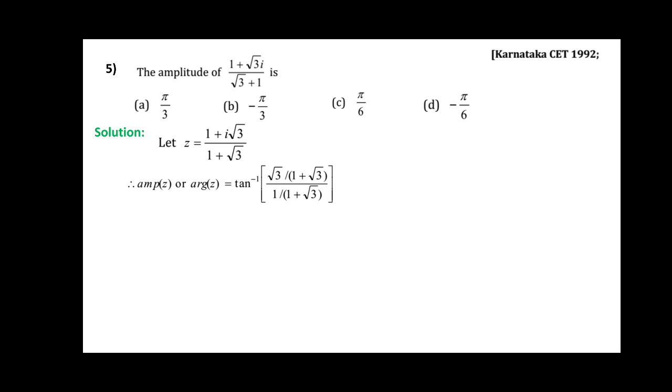Therefore here we consider the amplitude of z formula, that is tan inverse of b by a. Now we can cancel the denominators in the numerator as well as the denominator, because 1 plus root 3 is there. After cancelling we have tan inverse of root 3. By using the trigonometric table, tan inverse of root 3 will be equal to pi by 3. So this is how to find the amplitude of the given complex number. Therefore the right option is A.